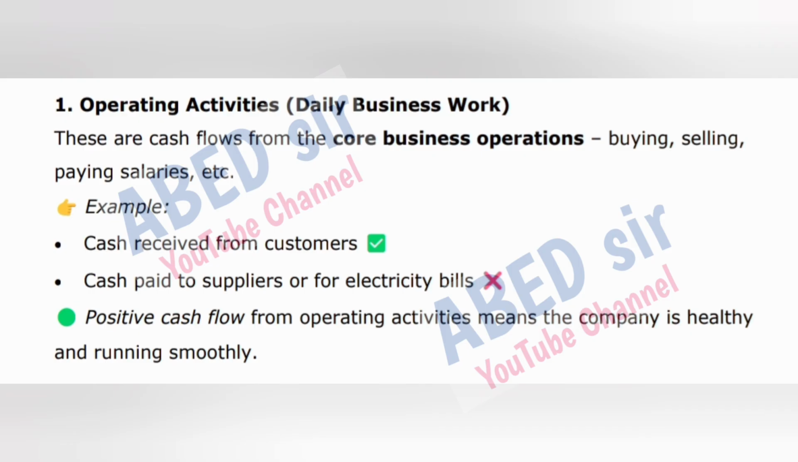1. Operating activities, daily business work. These are cash flows from the core business operations: buying, selling, paying salaries, etc. Example: cash received from customers. Cash paid to suppliers or for electricity bills. Positive cash flow from operating activities means the company is healthy and running smoothly.